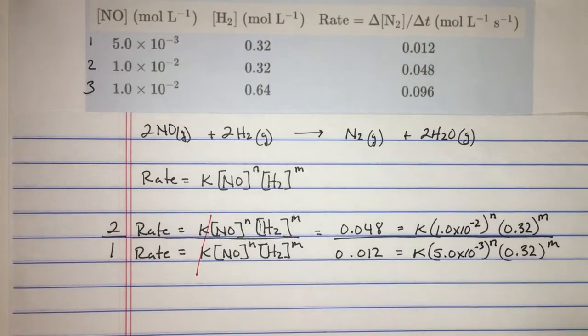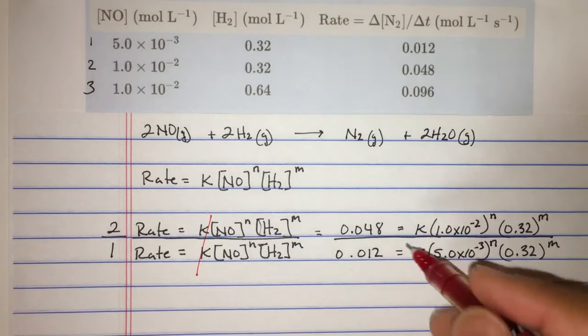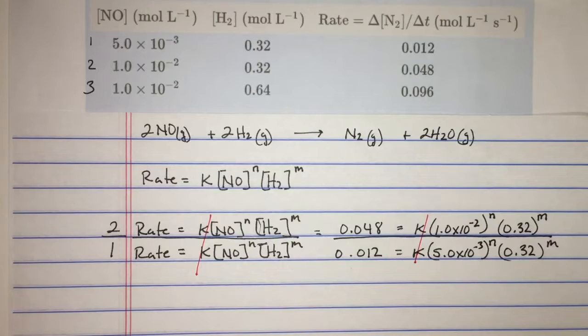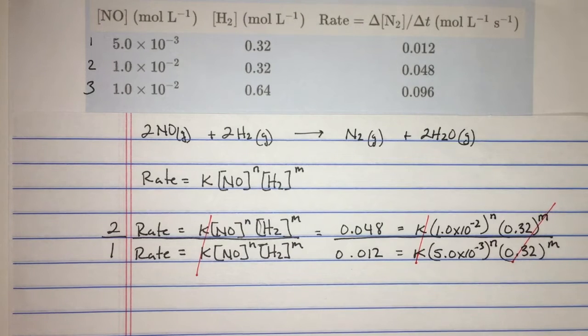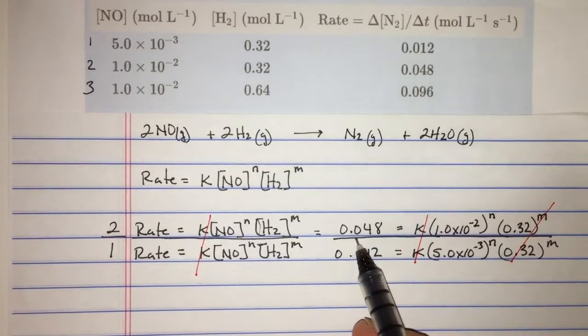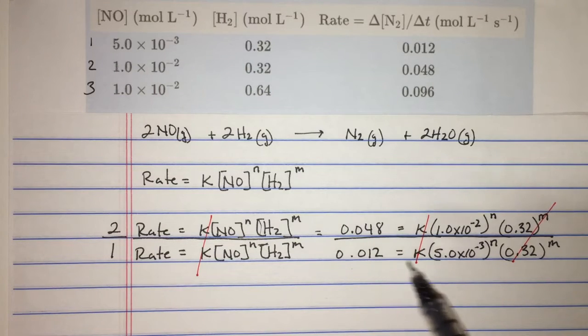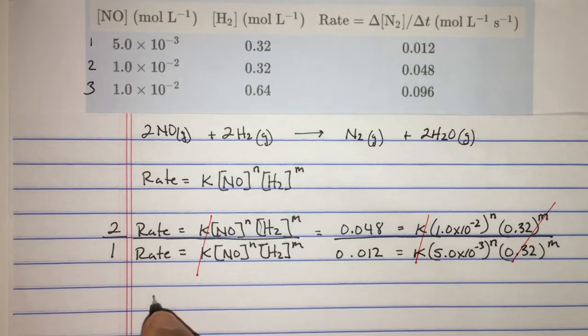So a couple things stand out. We're setting up a ratio here. It's all of this divided by all of this. And of course, you'll notice I don't know what K is, but it cancels. I don't know what m is, but whatever it is, 0.32 raised to the m divided by itself is equal to 1, so that just cancels. So what's left over? 0.048 divided by 0.012, that's a ratio of 4.